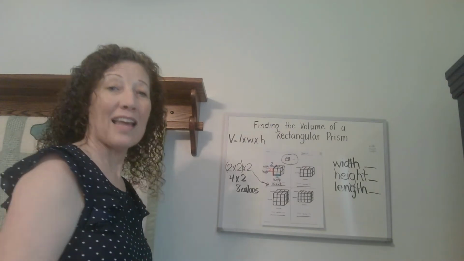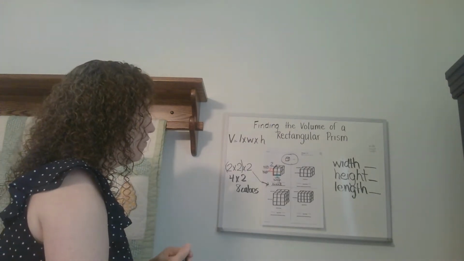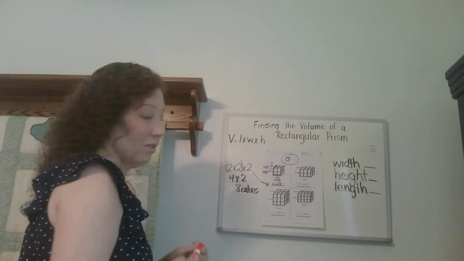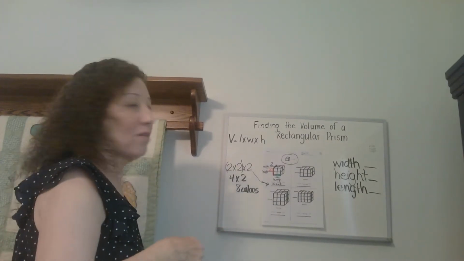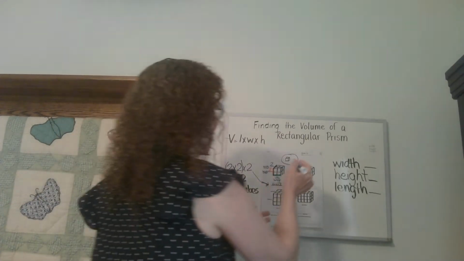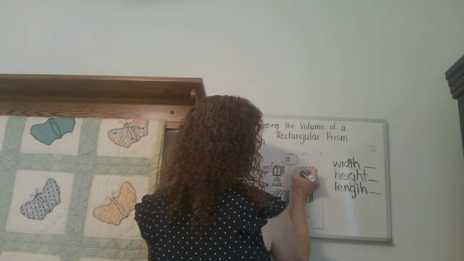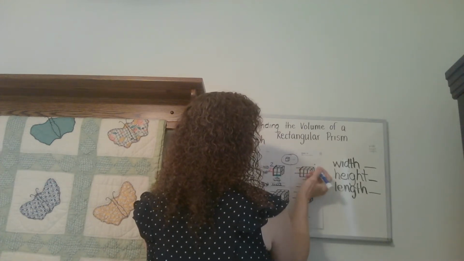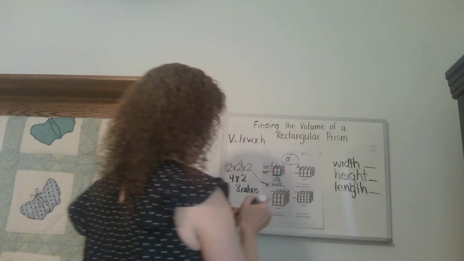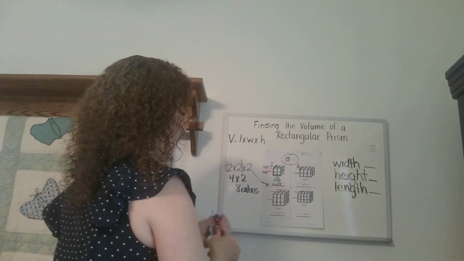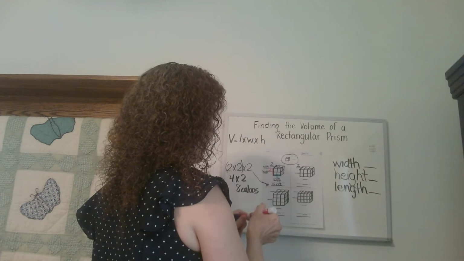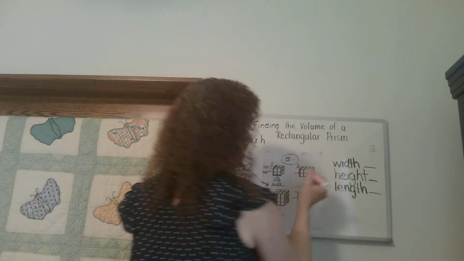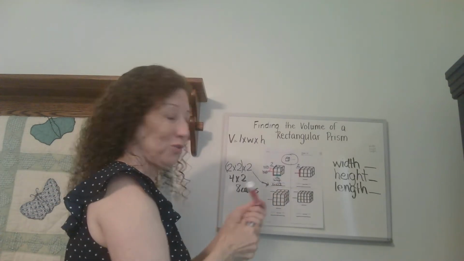All right, let's look at the next one. Okay, so an easy way to do this is to go to a corner on our cube. So we started with our blue for our width, so let's do that again. So we're going to go to this corner right here, and we're going to measure the width. How many cubes are there? 2. And we're going to measure the height. How tall it is. How many cubes are there? 2.